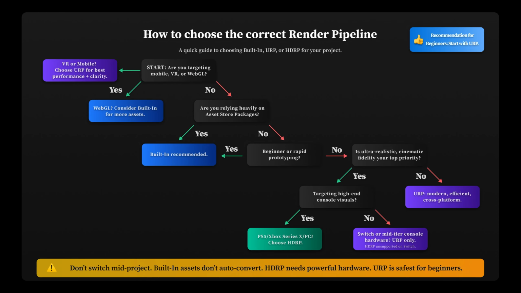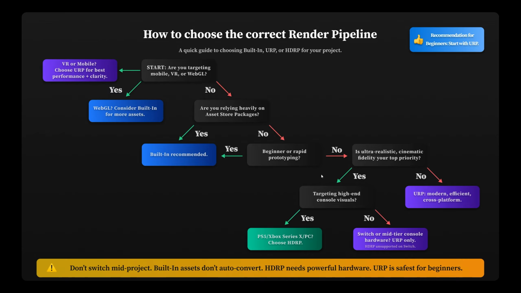To wrap things up, here's the easiest way to choose the right pipeline. Let's start with the project's target platform and your visual goals. If you're targeting VR or mobile, go with URP. If you're targeting WebGL, consider built-in, since some visuals may not render properly in URP. If your project is simple, beginner-friendly, or uses lots of asset packs, built-in is totally fine.